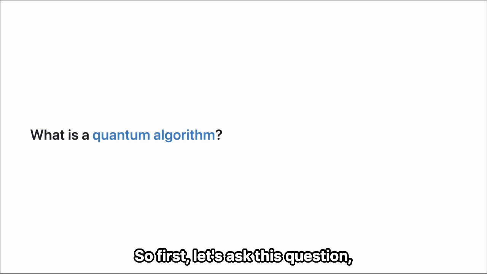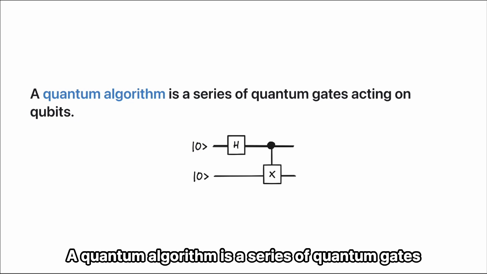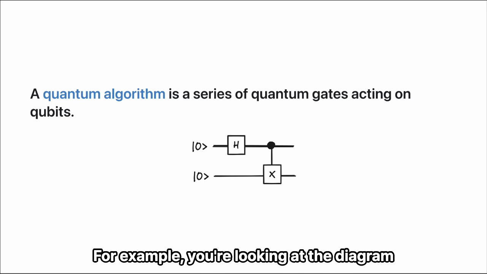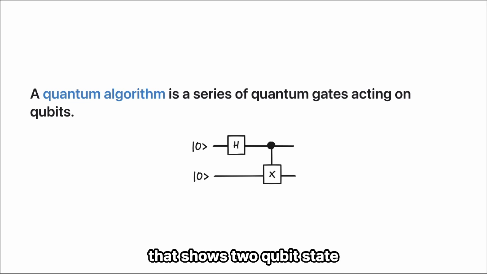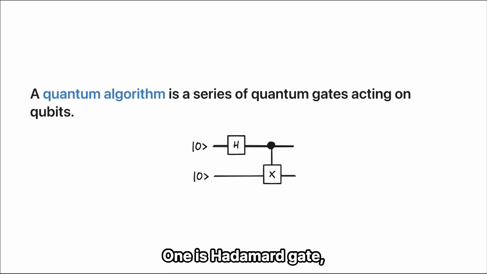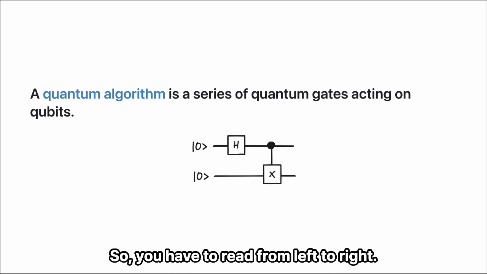So first, let's ask this question. What is a quantum algorithm? A quantum algorithm is a series of quantum gates acting on a qubit or multiple qubits. For example, you're looking at the diagram that shows two qubit states attached to a series of quantum gates. One is the Hadamard gate and the other is the CNOT gate. So you have to read from left to right.